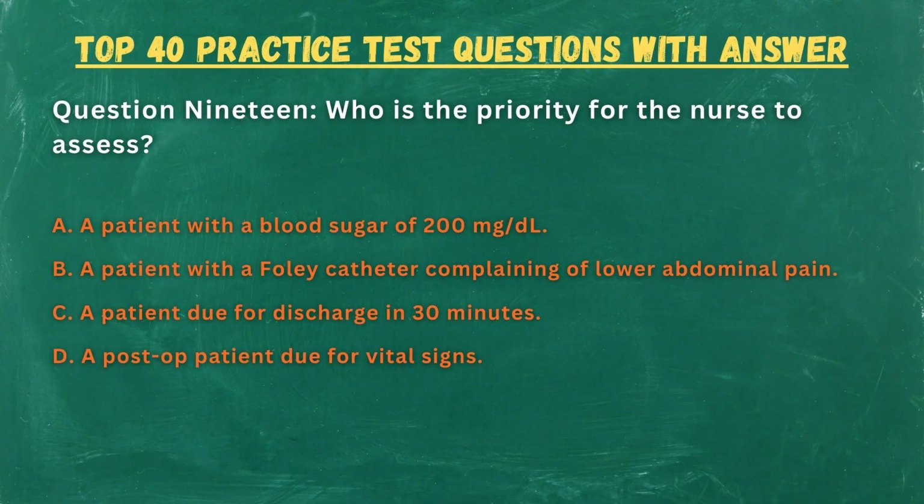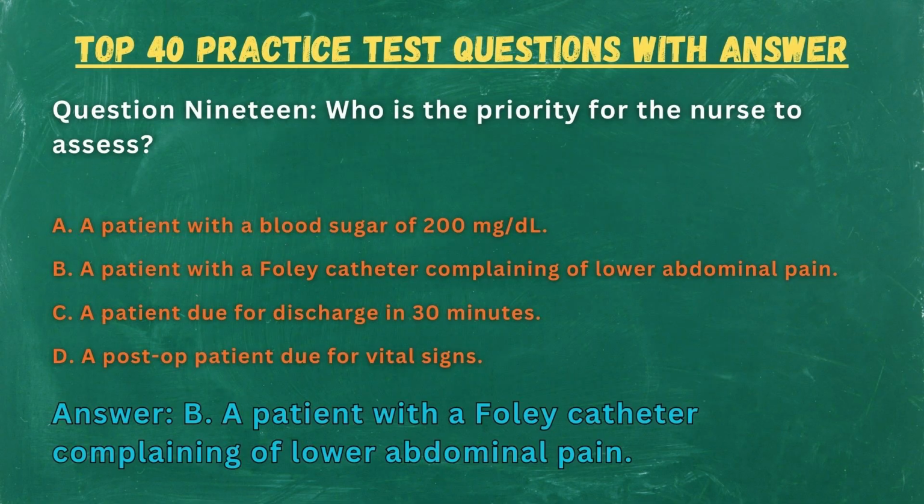Question 19. Who is the priority for the nurse to assess? A. A patient with a blood sugar of 200 milligrams per deciliter. B. A patient with a Foley catheter complaining of lower abdominal pain. C. A patient due for discharge in 30 minutes. D. A post-op patient due for vital signs. Answer: B. A patient with a Foley catheter complaining of lower abdominal pain.